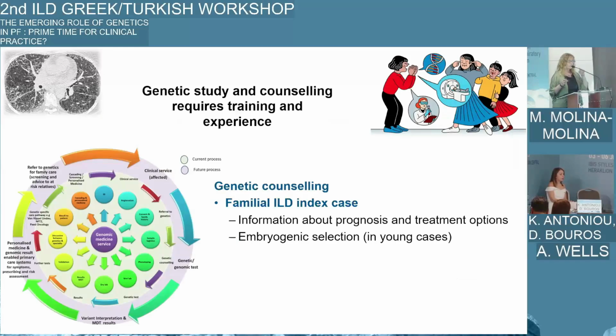Another important point for the clinical practice is that genetics is not easy. You need a team expert in clinical genetics and also in genetic counseling, which are two different figures. With this multidisciplinary team, you may help the familial ILD index case with information about prognosis, treatment options, and also, as I mentioned before, if it's a monogenic disease, with embryo selection in young cases. Then you stop the inheritance of the pathogenic gene variant.